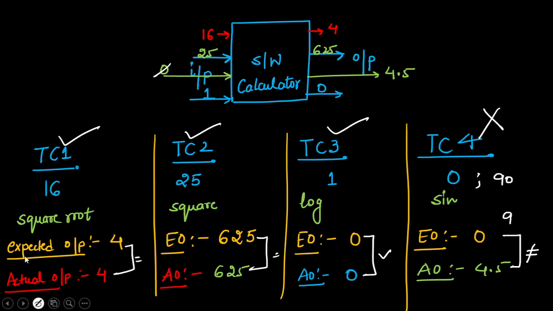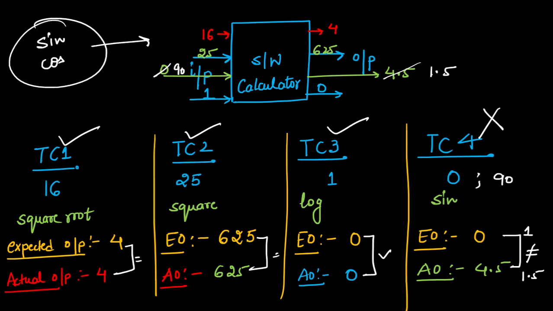And what should your expected output be? Expected output. So what is the value of sin 90? Sin 90 value is 1. So now you're expecting that 1 should come. Let's suppose previously here 1.5 is coming. So again 1 and 1.5 are not equal. This means that your calculator is not able to perform the sine, that is your trigonometry functions are not being able to perform. So this is how you will do your functional testing.